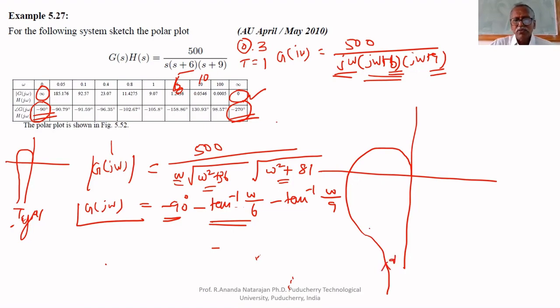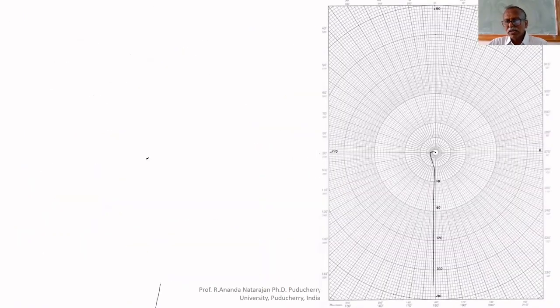But in the actual plot, if you draw on a polar chart, it will be looking like this.